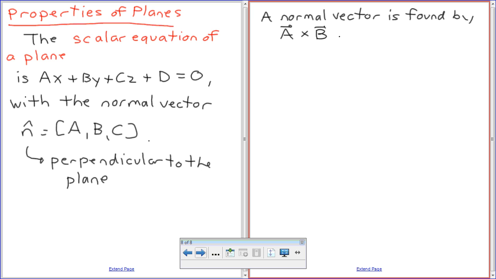This is more algebra. If you take a look, there's only one equation to deal with a plane. No, just A cross B. It doesn't have to equal 0.